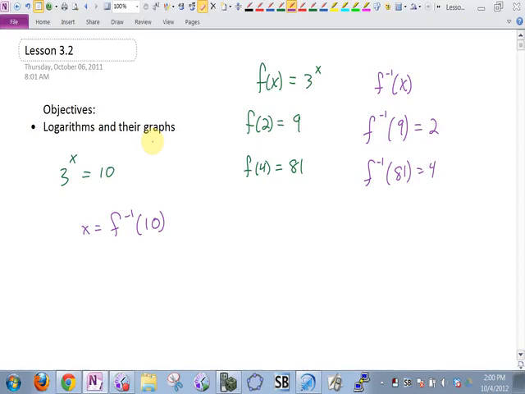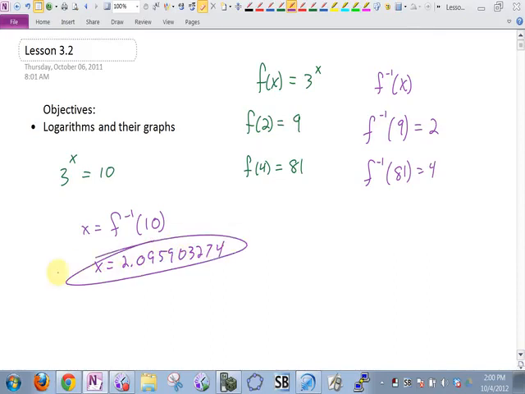Okay? So if I can just find the inverse function to 3 to the x, then I can just plug 10 in. So let's plug 10 into this inverse function for 3, and I get x equals 2.095903274. Boom.